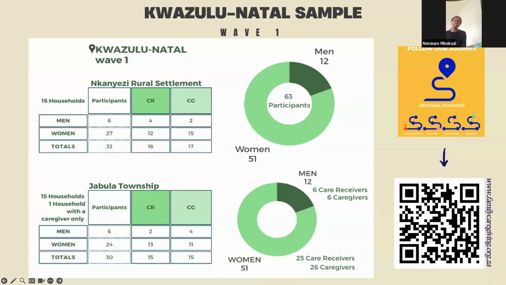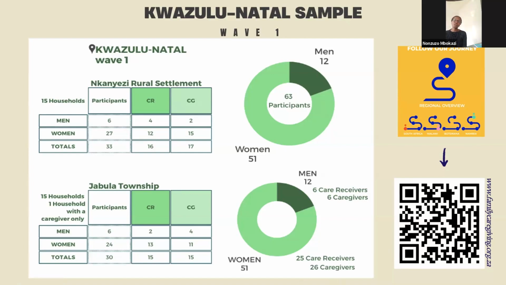One particular care receiver in the rural site actually had 3 caregivers, all giving her care, all ensuring that she was well looked after. She was 90 years old, and all of these caregivers were women. So this kind of paints a picture as to how gendered caregiving is in the rural setting.